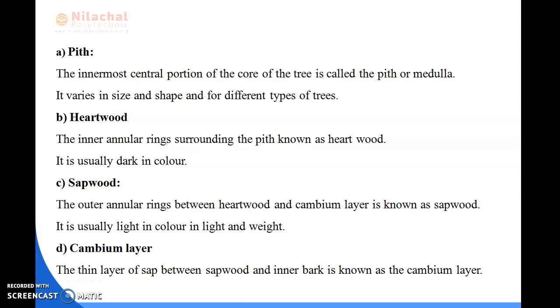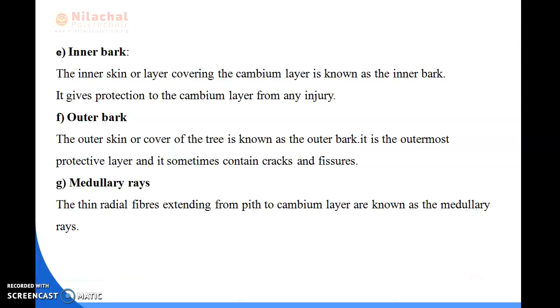Next is sapwood. The outer annular rings between the heartwood and cambium layer are known as sapwood. It is usually light in color and light in weight. Next, I have already discussed the cambium layer. The thin layer of sap between the sapwood and the inner bark is known as the cambium layer. And next is inner bark. The inner skin or the layer covering the cambium layer is known as inner bark.